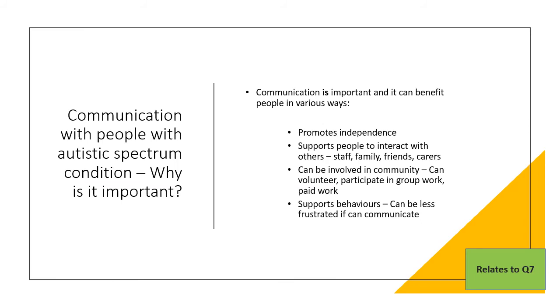Okay, we're going to look at this slide which relates to question number 7, and it's looking at communication with people with autistic spectrum condition and why it's important. Now, it's really important and it can benefit people in various and many ways. So if a person with autistic spectrum condition can communicate, it can promote their independence. They are going to be able to express their needs and communicate with others. It's going to support them to interact with others, with staff, with family, with friends, with carers.